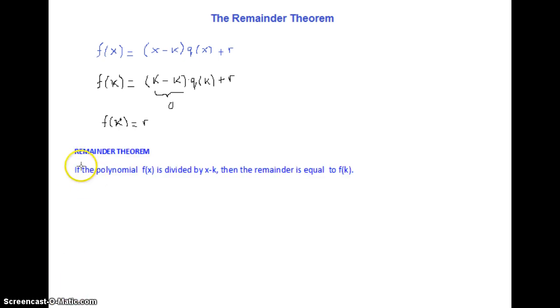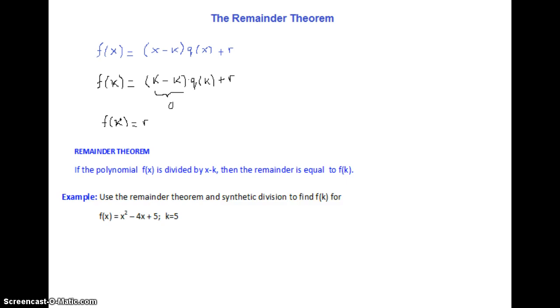This proves the following remainder theorem. If the polynomial f of x is divided by x minus k, then the remainder is equal to f of k. This theorem gives a new method of evaluating polynomial functions.